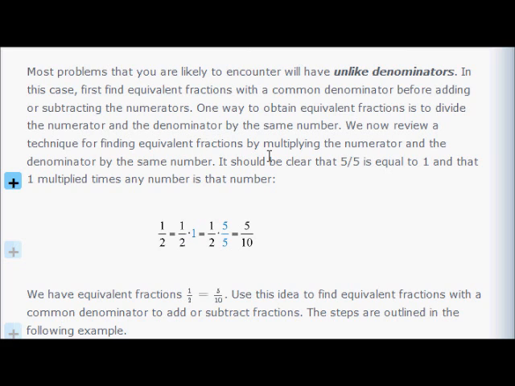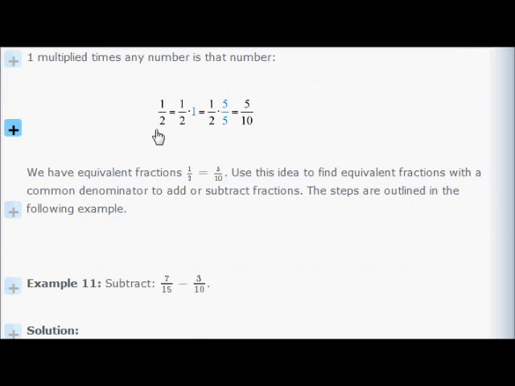Okay, so you have 7 fifteenths minus 3 tenths. Now, what's going to be the least common multiple, LCM, of the given denominators? You've got 15 and you've got 10. Well, let's look at primes. 15 is 3 times 5. 10 is 2 times 5, so they have a 5 in common. But this one has a 3 and this one has a 2. Those are not in common. So we'd have to multiply this by a 2 or this by a 3 in order to get an LCM.